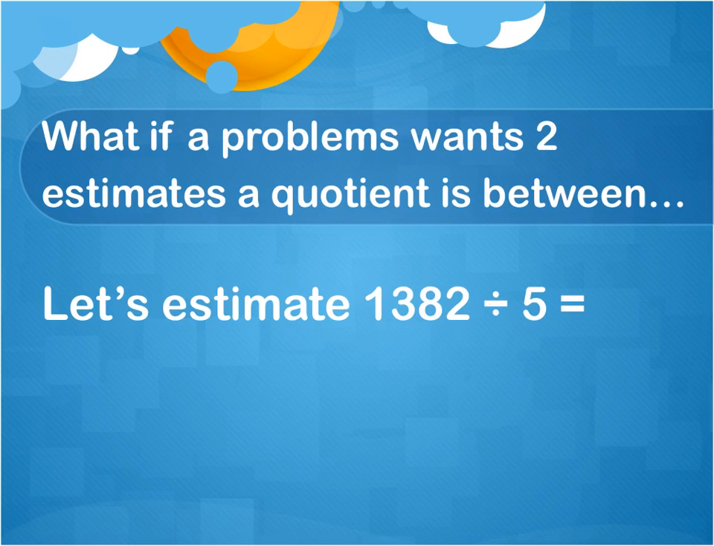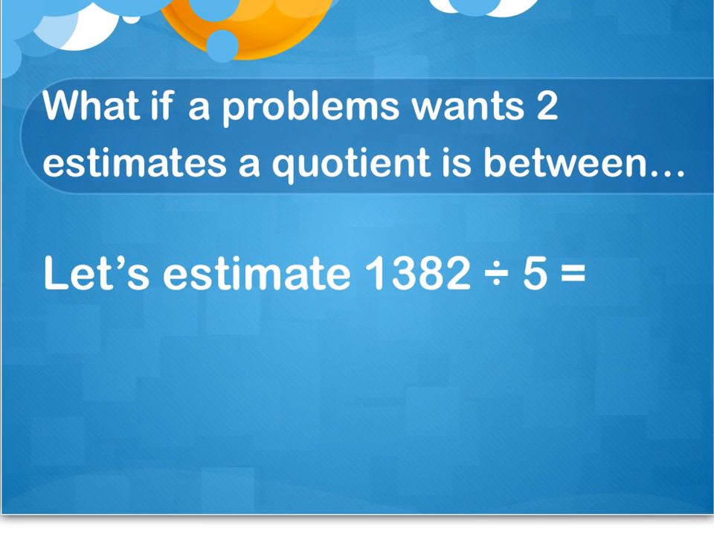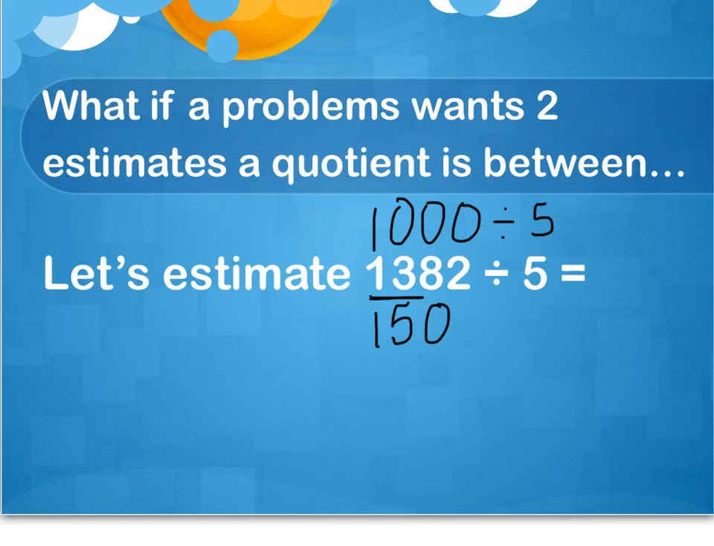Let's look at one more example. What if a problem wants two estimates, looking at 1,382 divided by 5? Let's see, if I think about my multiples of 5, and 13 is my beginning, 10 is the multiple of 5 that's before that, and 15 is after it. So I'm going to do 1,000 divided by 5 and 1,500 divided by 5.